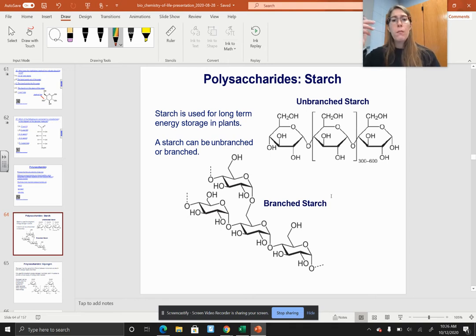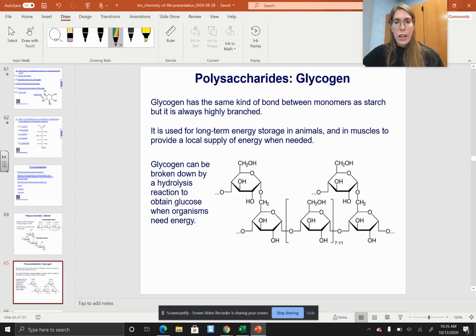Starch is used for long-term energy storage in plants. You have unbranched and branched. Unbranched is a straight line; branched looks like it's going in all different directions. And then we have glycogen. Glycogen has the same kind of bond between monomers as starch does, but it's always highly branched. It's never in one straight line.